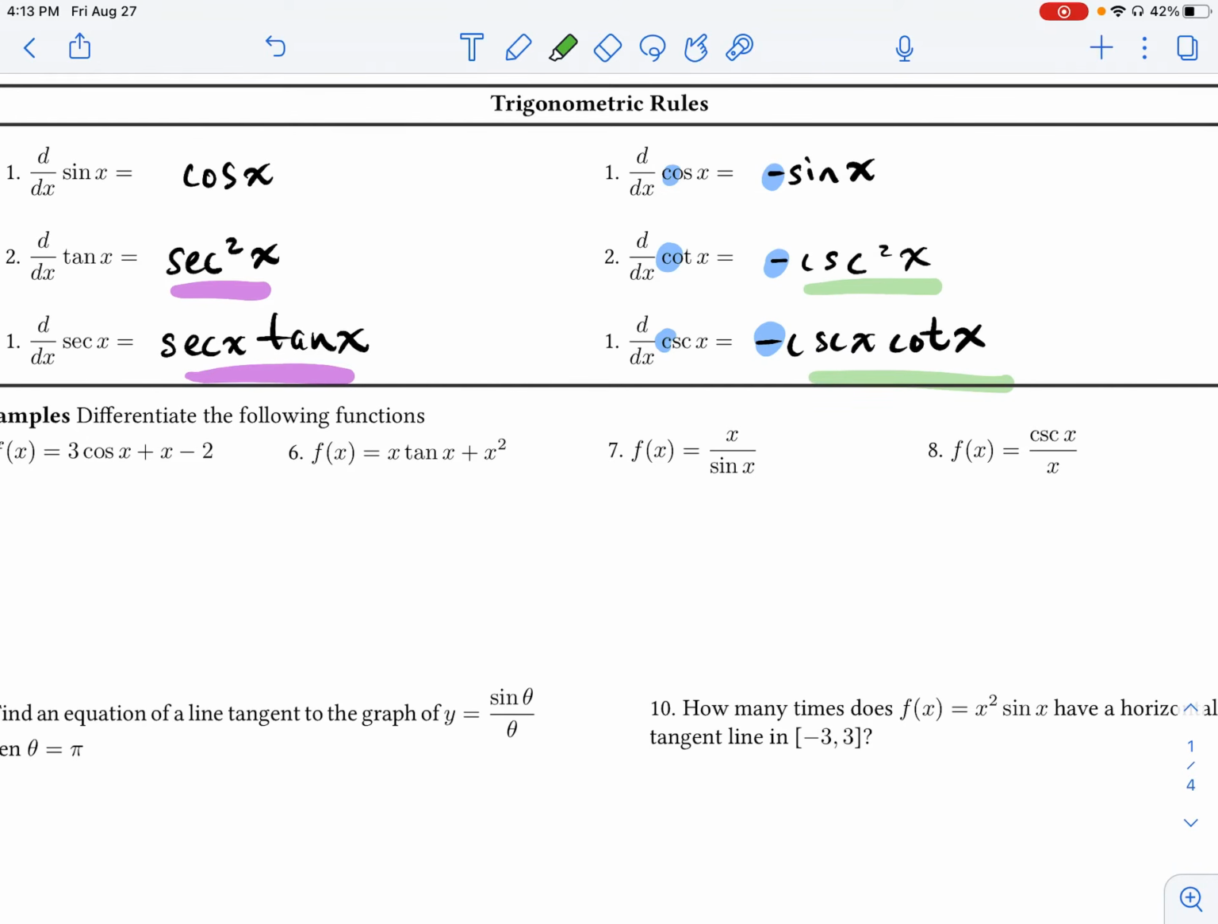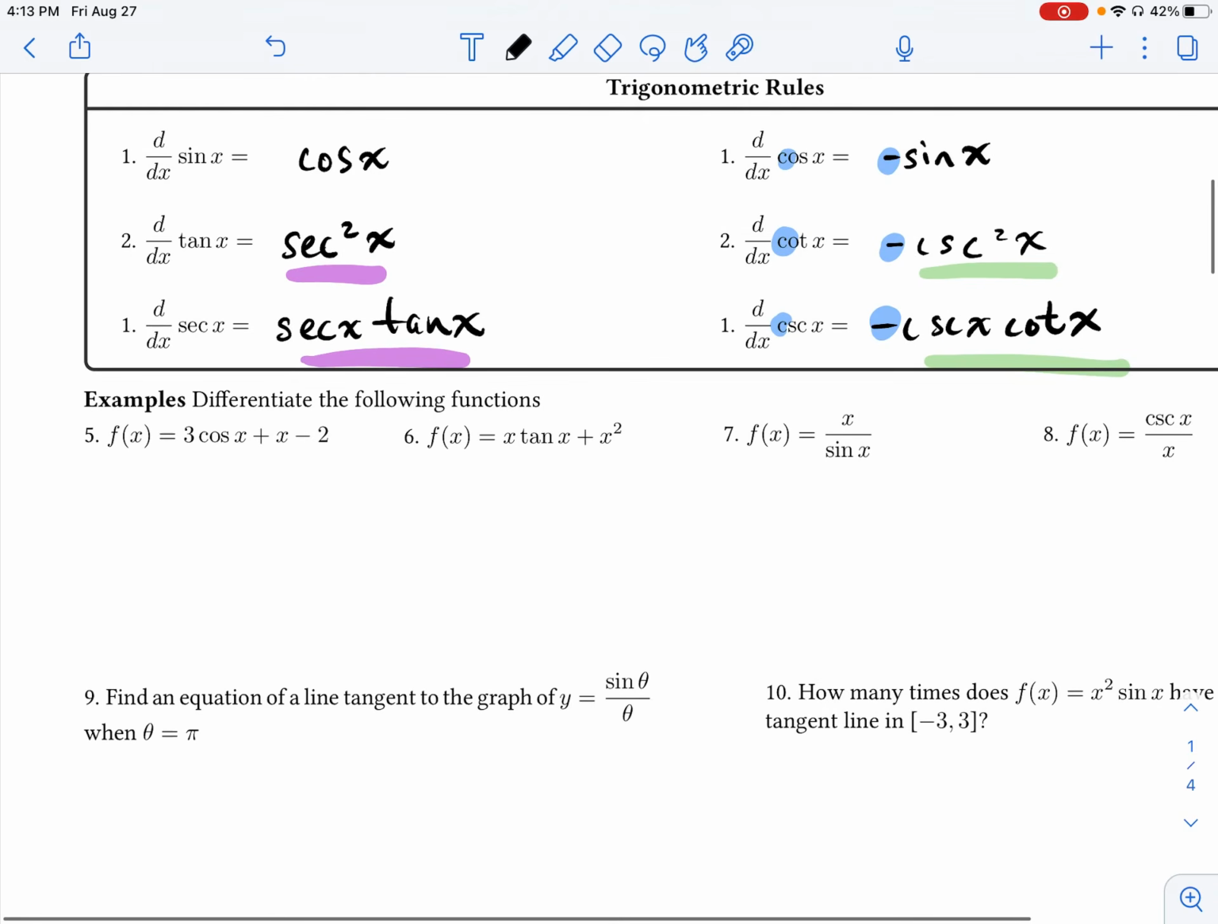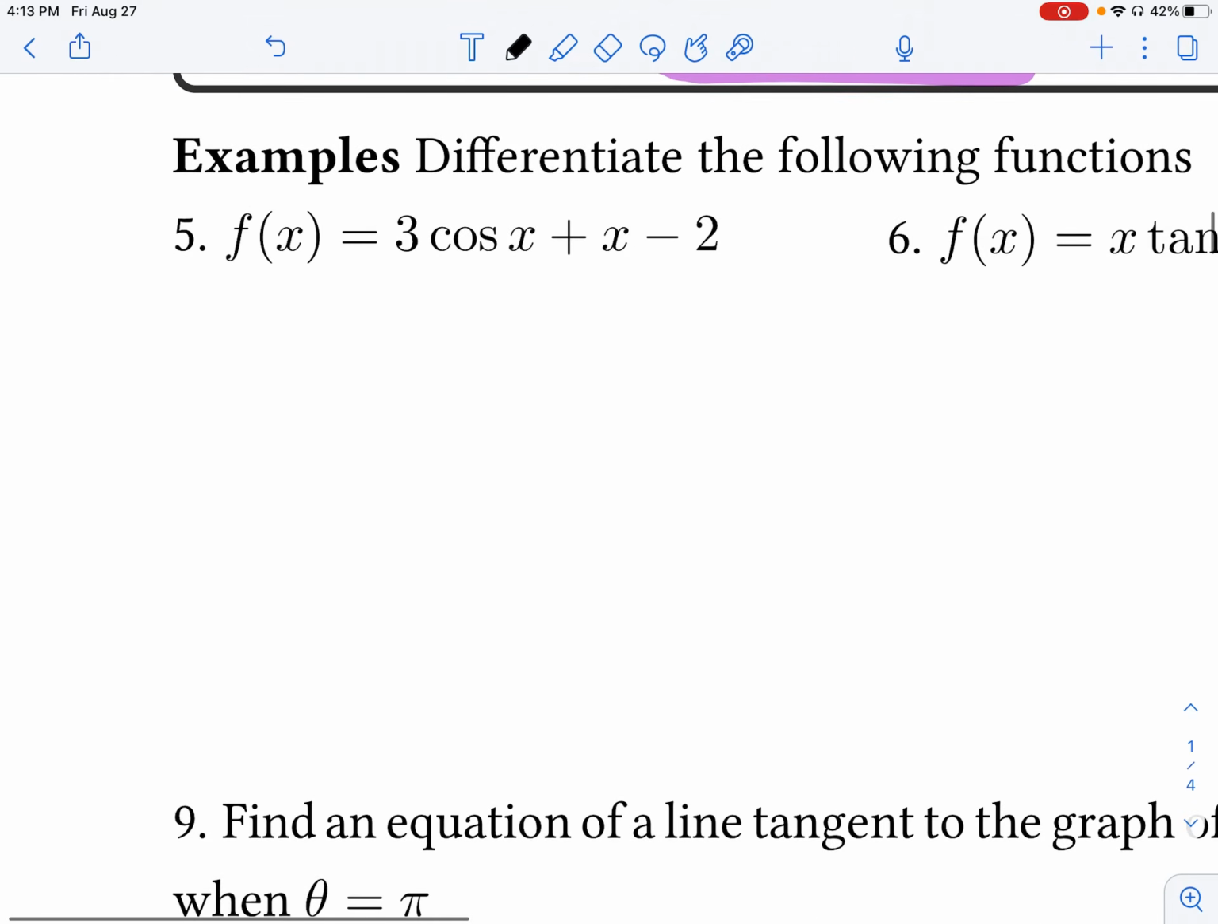So if we wanted to differentiate a couple of these functions now using these trigonometric rules, let's do that. Let's try something like, start with number 5 here. Start with something basic. Okay, so f prime of x. Well, finding the derivative here.